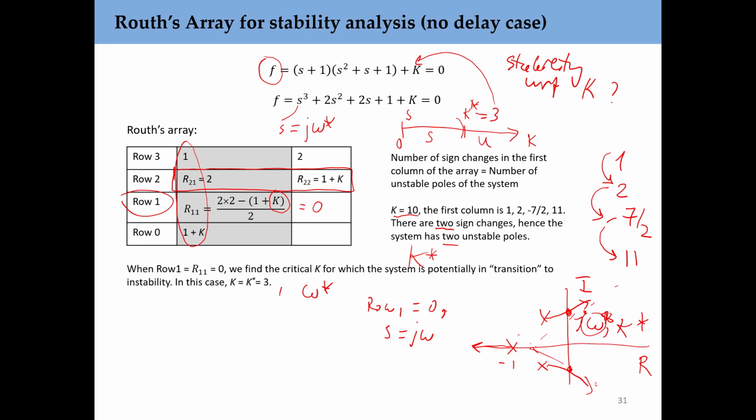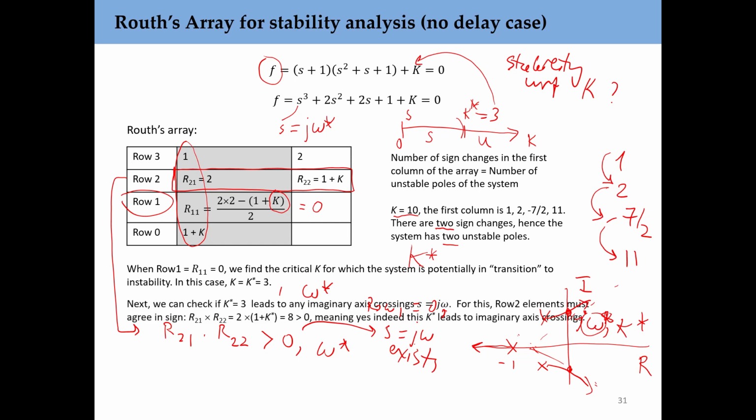Good. Now, how do you find omega? The other alternative way is to use row 2. How do we do that? We take the row 2 elements. In this case, I call them R21 and R22. And if they have a sign agreement, in other words, the multiplication is positive, then s equals j omega exists. If this is satisfied, we can compute the omega star value. Good. That's actually what I'm doing here.